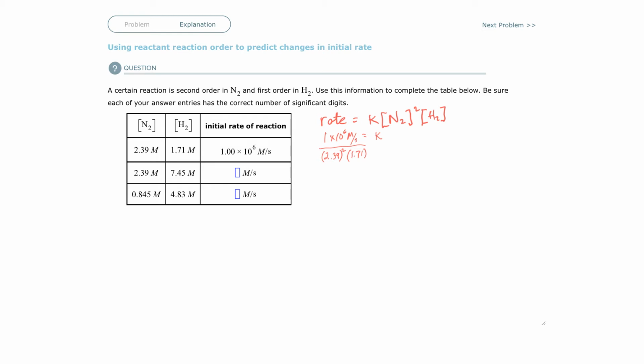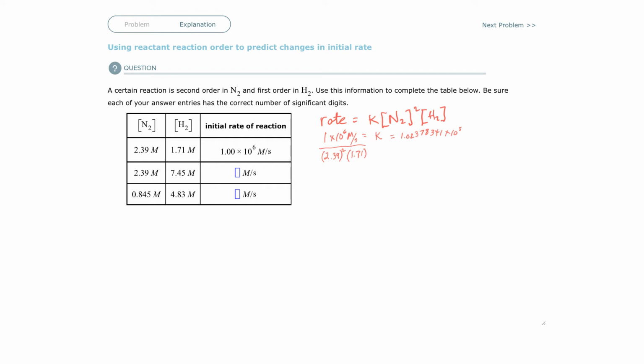So 1 times 10 to the 6 divided by 2.39 squared, divided by 1.71, equals 1.0237841 times 10 to the 5th. Okay, so that's K. And if you need K, you can figure it out. If you don't need K, don't use it. So at least we have it.